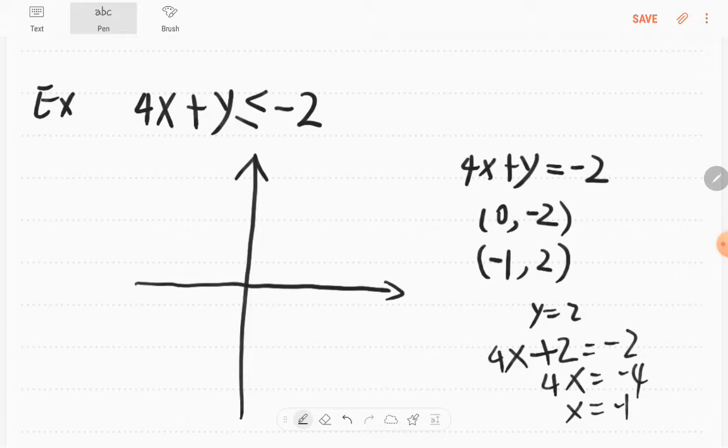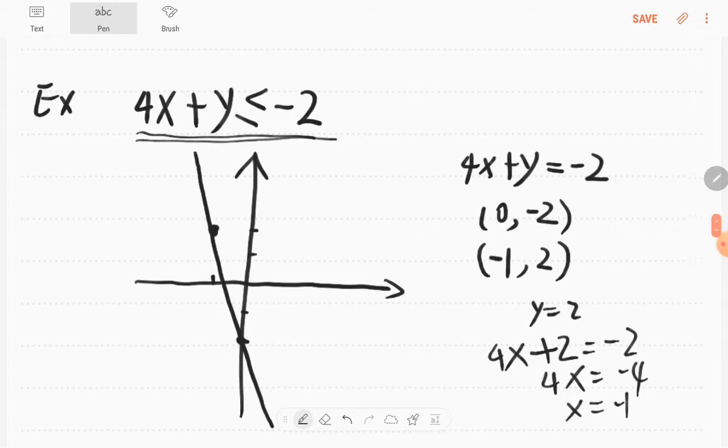So 0, negative 2 is here. And negative 1, 2, this is negative 1, 2. And 1, 2. So it's here. So we draw a line. So this line divides our plane into two parts, right? One is on the left, the other one is on the right. So which region, which half plane would be the solution for this inequality?